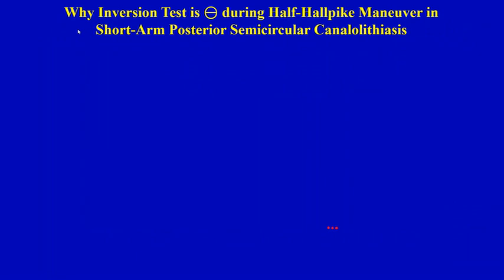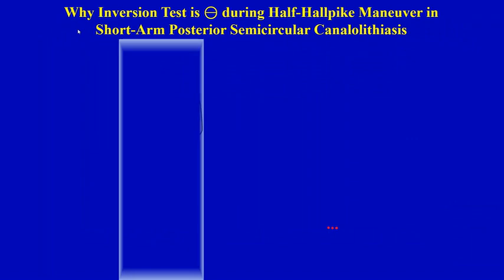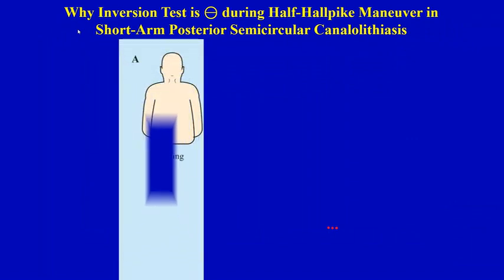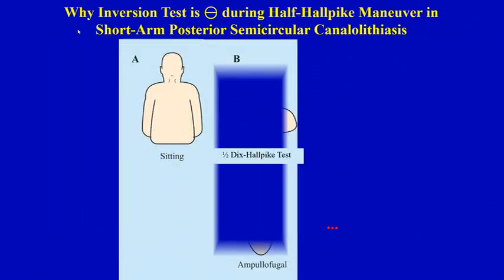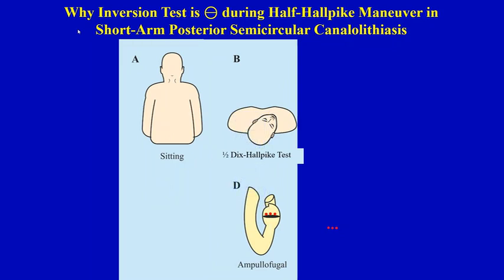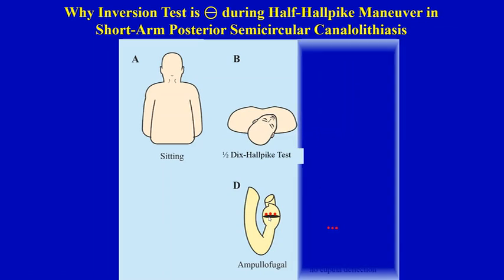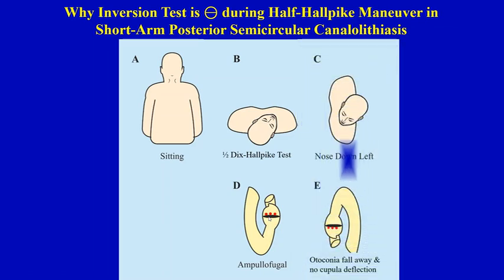Why inversion test is negative during the half Dix-Hallpike test in short arm posterior semicircular canalolithiasis? This is the long sitting position. In the right half Dix-Hallpike position, the otoconial debris is on the short arm side, pressing upon the posterior cupula of the right side and resulting in the ampullofugal persistent deflection, leading to upbeating right torsional positional nystagmus of more than a minute duration. And in the inversion position, that is the left lateral recumbent with nose down, the otoconial debris falls away and there is no cupular deflection, and then nystagmus disappears as you saw in the previous video.